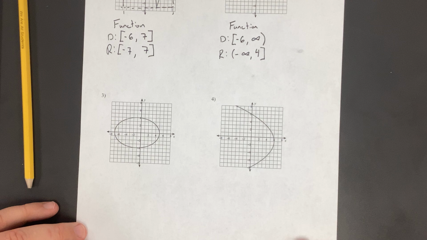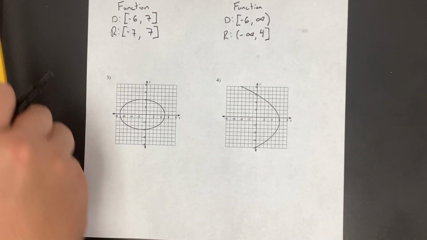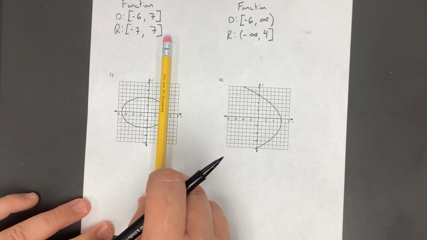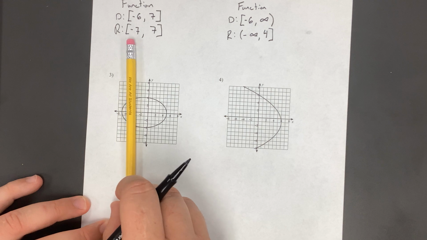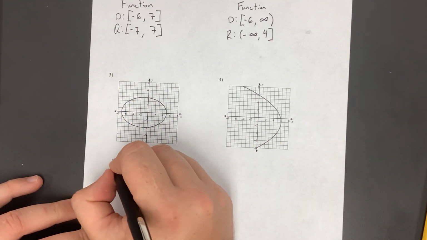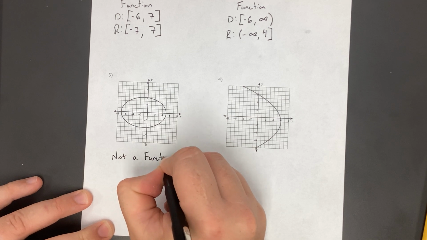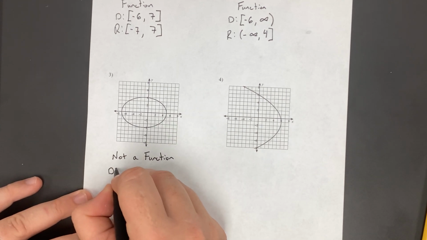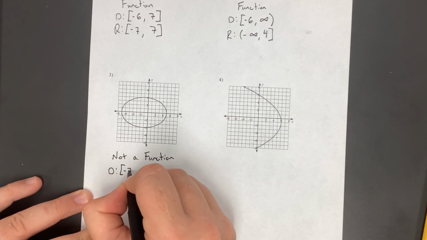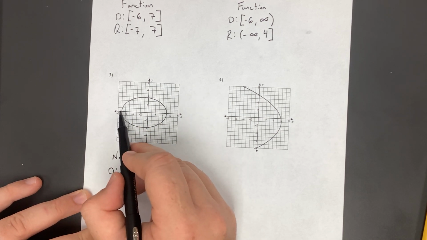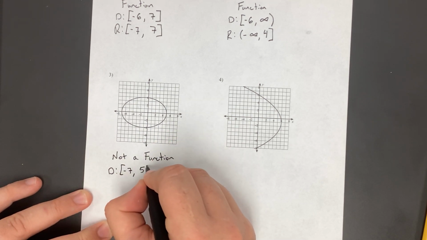Okay, so now looking at our next 2 examples, I look at 3. Again, I can use my pencil for my vertical line test, and I see, oh, that would intersect it 2 times. A lot of times the vertical line would intersect it 2 times. So we would say not a function. So then my domain, how far left does it go? It goes to -7, included. Okay, I don't see an open circle there, so I include the -7 all the way to 5 included.